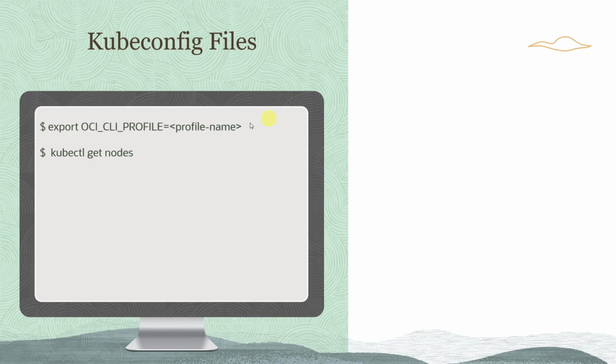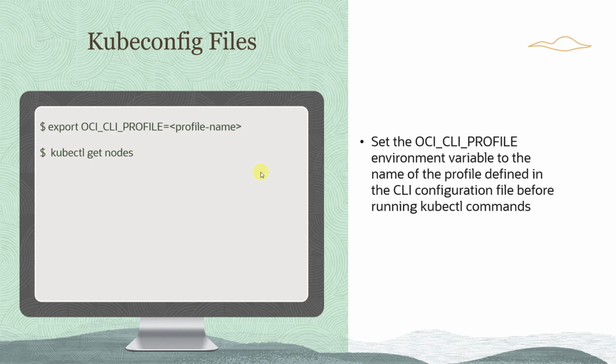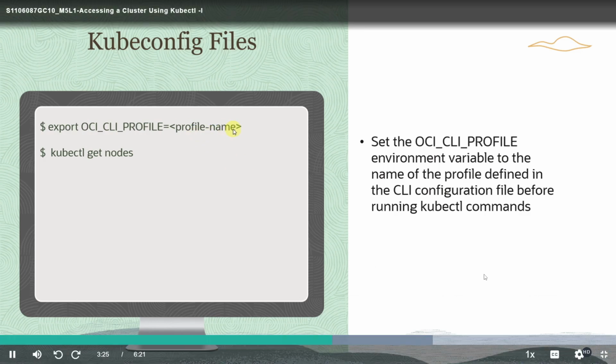Set the OCI CLI profile environment variable before you unleash your kubectl commands. It's as easy as this. Execute the command export OCI_CLI_PROFILE and set it to your profile name. Remember, profile-name is the specific name of the profile you've laid out in your CLI configuration file.